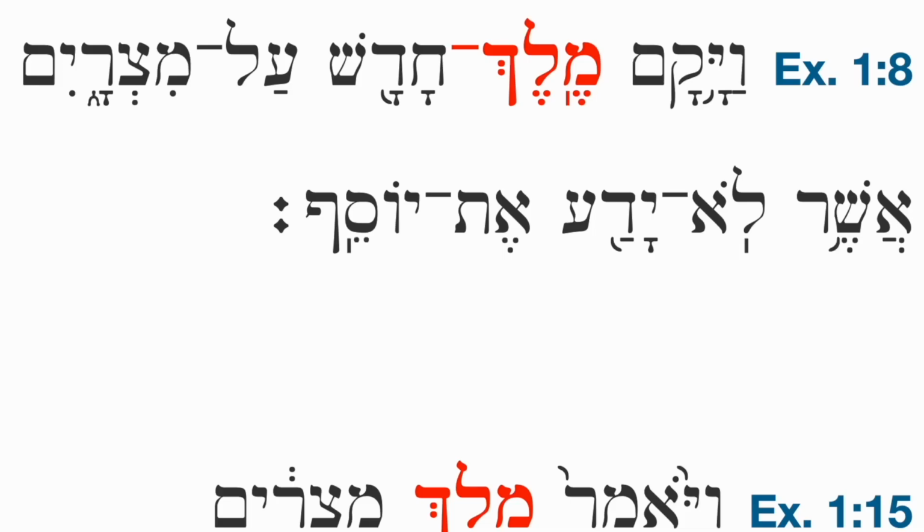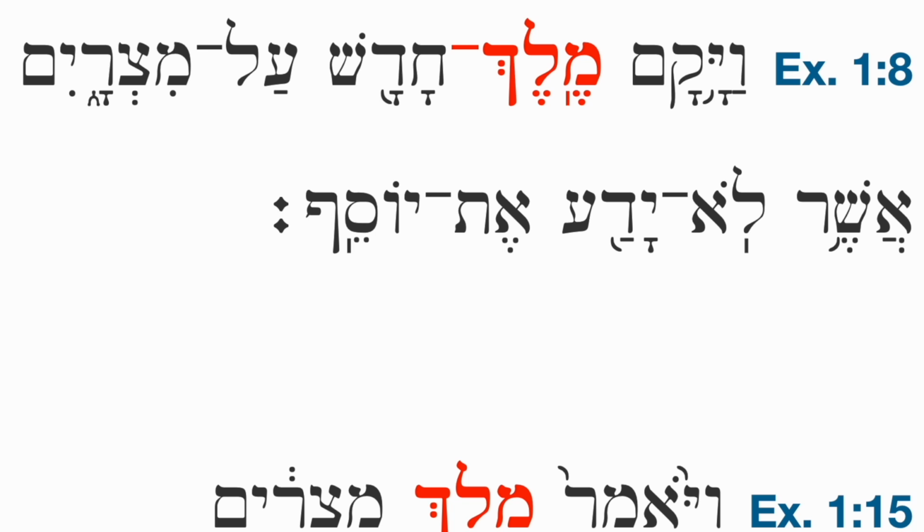We see this form, for example, in Exodus 1:8, where it says, Vayakom melech chadash al Mitzrayim asher lo yada et Yosef. A little slower. Vayakom melech chadash al Mitzrayim asher lo yada et Yosef.